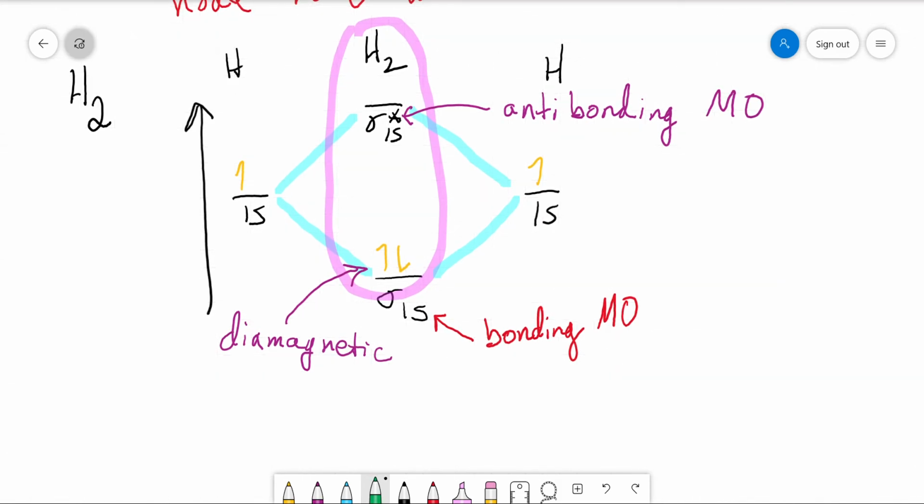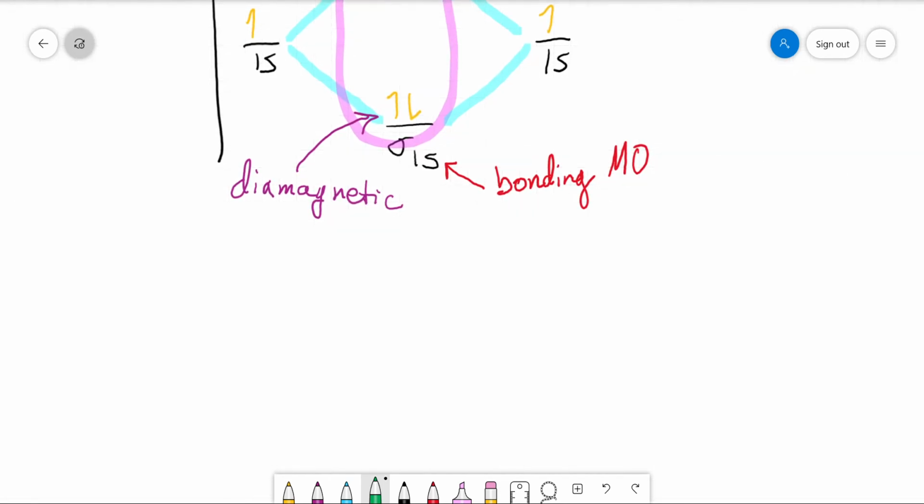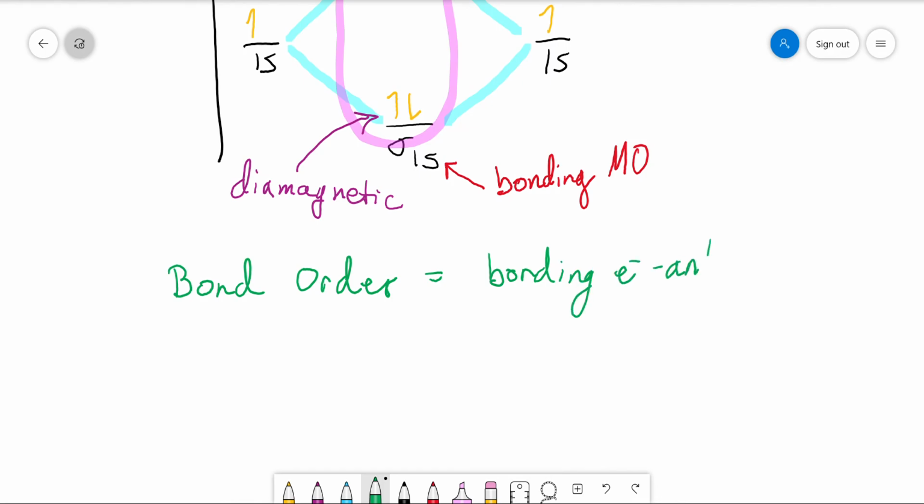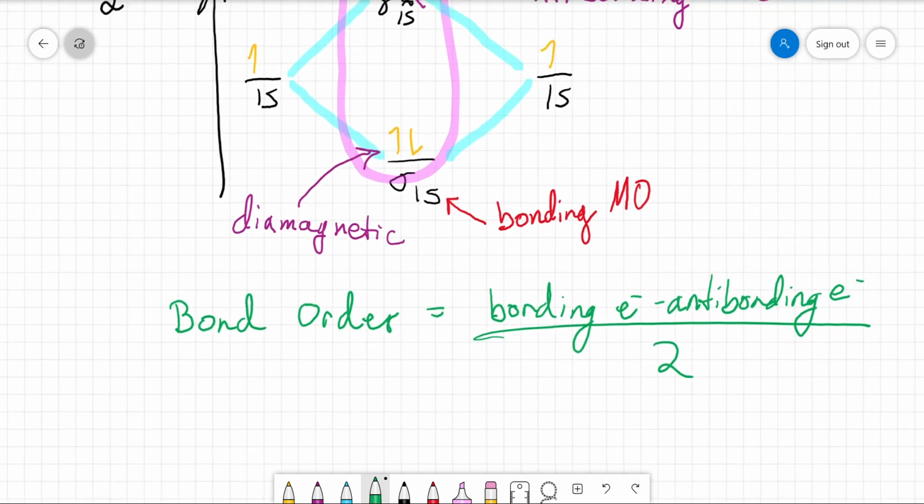One other thing we need to talk about is bond order. I'm going to put it down below so I don't run out of room. Bond order. Okay, and bond order is equal to bonding electrons minus anti-bonding electrons, all divided by 2. It's really a simple concept. I don't even use that equation.